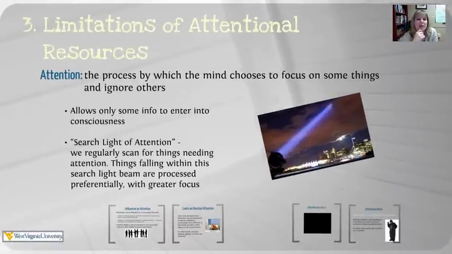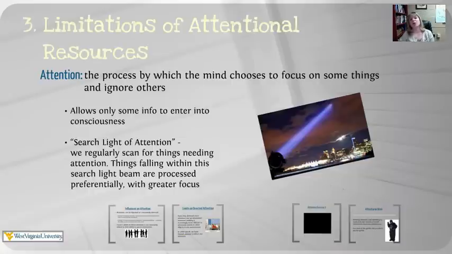So the third limitation that I wanted to talk about was limitation in attentional resources. There are various definitions of attention, but what I love about this one is it talks about not just that attention is how the mind chooses what to focus on, but attention is also responsible for choosing what we need to ignore. An ongoing theme that we're going to see as we keep talking about different aspects of multitasking is that sometimes figuring out what to ignore in your environment is even more important than figuring out what to attend to, okay? So attention only allows some information to enter into consciousness.